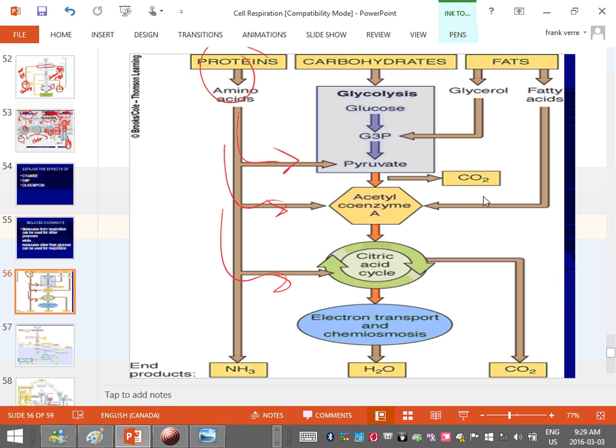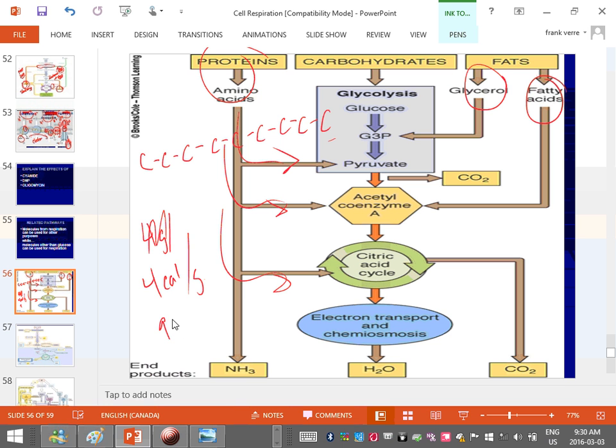Fats can also be used. If you remember, fats are made up of glycerol and fatty acid chains. And what are fatty acid chains? They're chains of what? A string of carbon. And they're pretty long, right? They can be quite long. Now, of the 3 nutrients, which one gives you the most energy? So proteins and carbohydrates are about 4 calories per gram. Fats are 9 per gram. Fats give you way more energy.